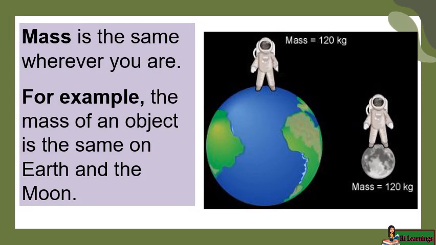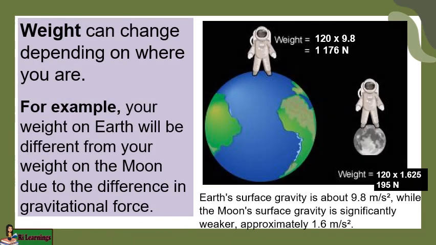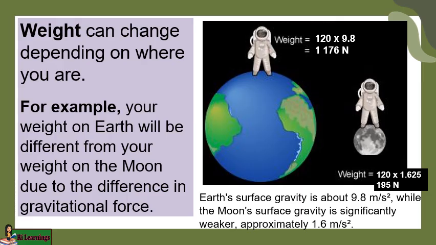Mass is the same wherever you are. For example, the mass of an object is the same on Earth and the Moon. Weight can change depending on where you are. For example, your weight on Earth will be different from your weight on the Moon due to the difference in gravitational force.